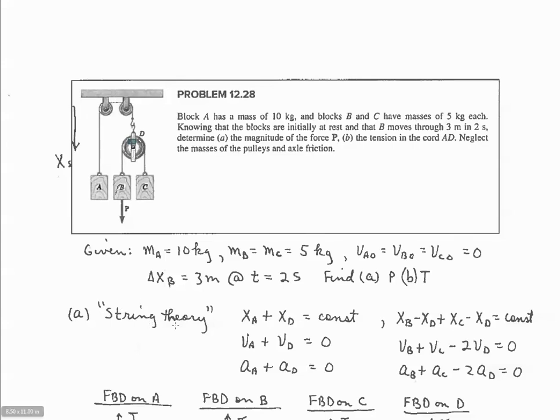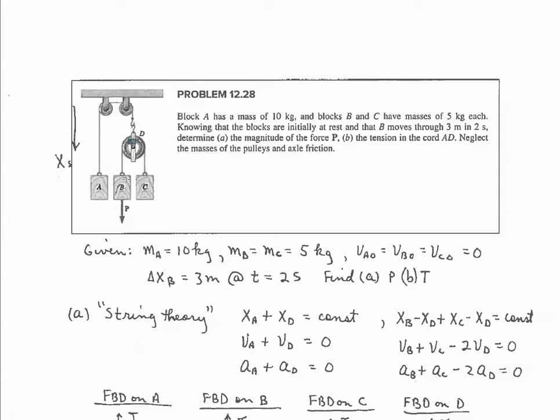And so looking at our string theory, for this first string, we would have X sub A plus X sub D equal to within a constant. And then take the first derivative, you get this equation right here. Take the second derivative with respect to time, you get that equation right there.